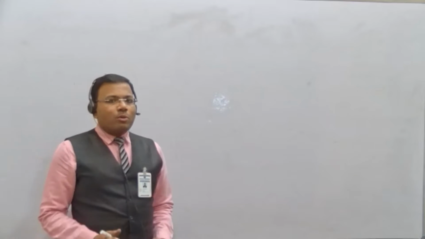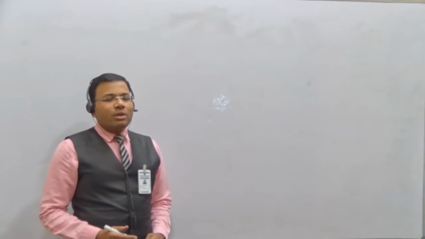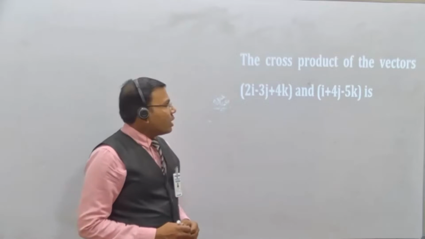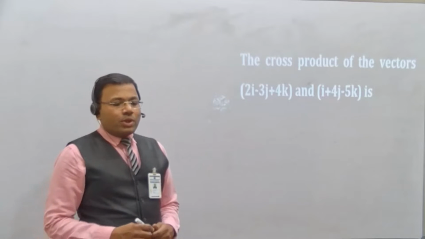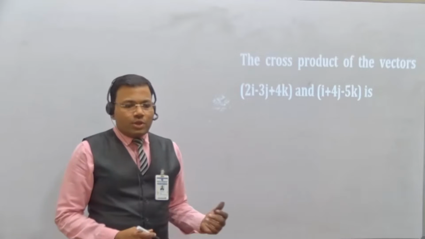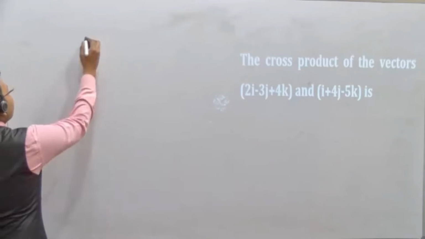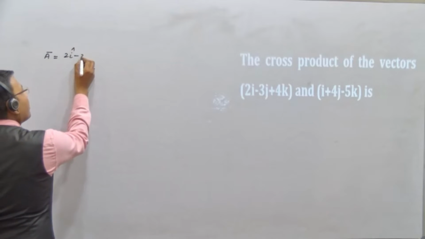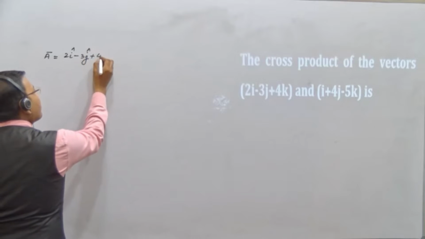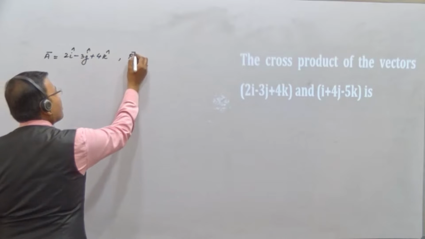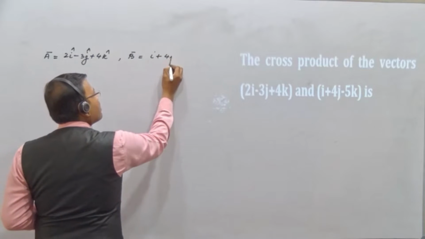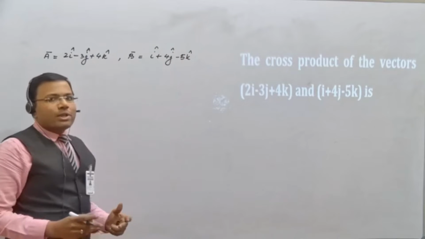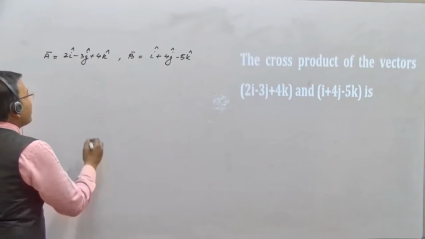Students, we start doing the problems here. The first problem on the board is the cross product of the two vectors 2i minus 3j plus 4k and i plus 4j minus 5k. So here we need to calculate the cross product of these two vectors. Suppose this is a bar, I'm considering it as 2i minus 3j plus 4k, and b bar, I'm considering it as i plus 4j minus 5k. Now students, I need to calculate just the cross product of these two vectors. So how to find the cross product? I have shown you the method.